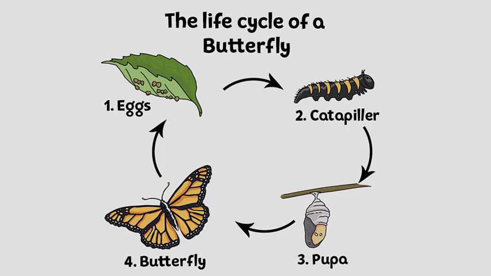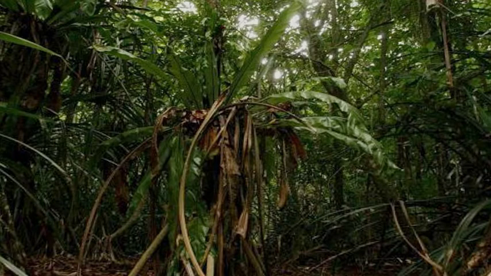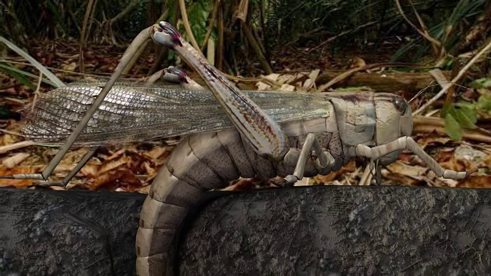While most insects have a four-stage life cycle, about 10% of insects have a three-stage life cycle. The three-stage life cycle includes the egg, nymph, and adult stages. In this life cycle, the egg hatches into a nymph that looks like the adult in general appearance except for its body size.